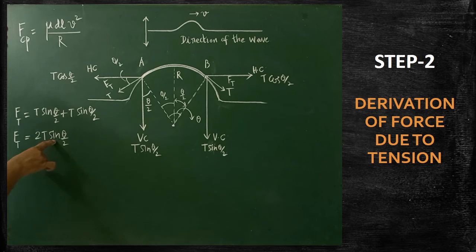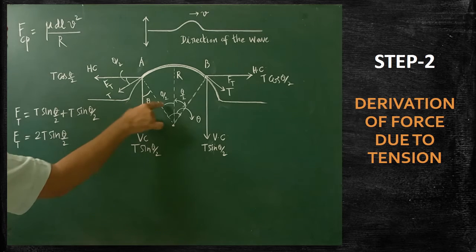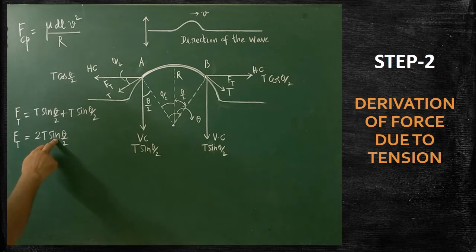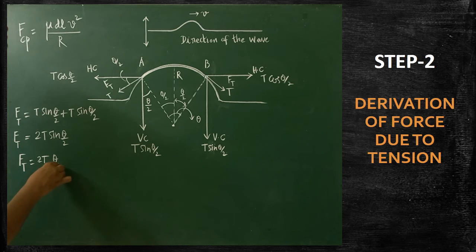Here, the main important thing is that when the angles are too small, sine loses its significance. So sine can be removed. Therefore, force due to tension is equal to 2T, and sine can be eliminated and simply written as theta by 2. Now you cancel both 2s, and finally you will get T theta. So force due to tension is equal to T into theta. This is the final expression.